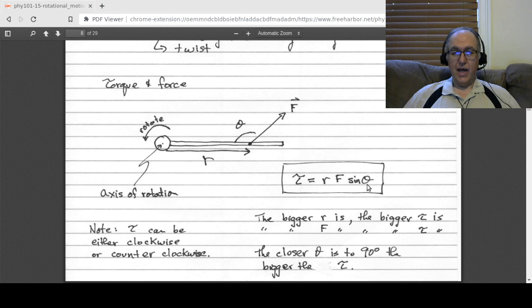The third ingredient is this sine theta, or theta. Now remember that sine of 0 degrees is 0, sine of 180 degrees is 0, and sine of 90 degrees is 1. That's the biggest sine gets, 1 at 90 degrees. When you apply this torque, you can apply it at any angle you like. So here I showed some arbitrary angle theta. If r is the vector from the axis of rotation to where the force is applied, and F is being applied at that angle there, then theta is the angle between r and F.